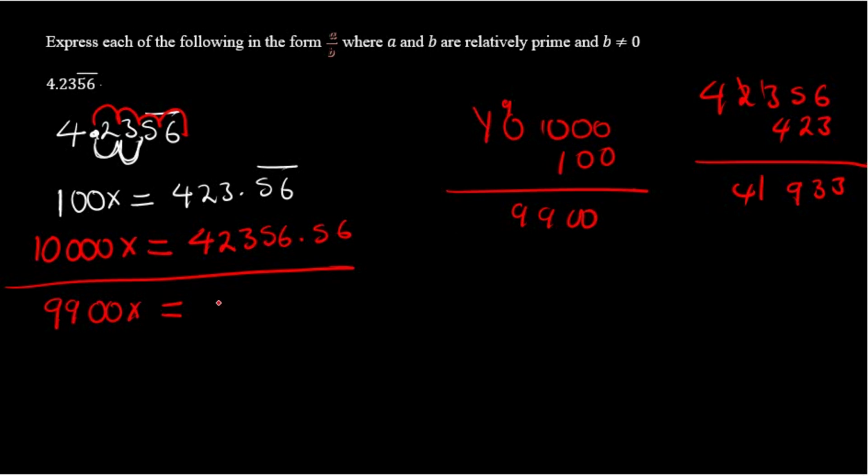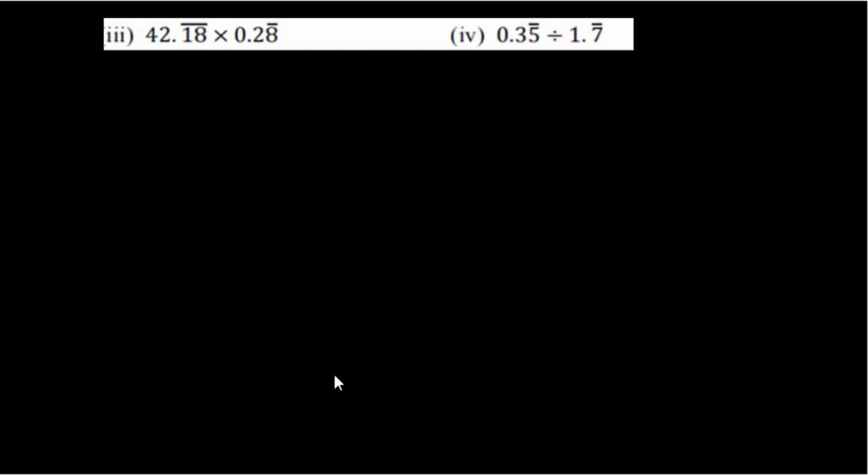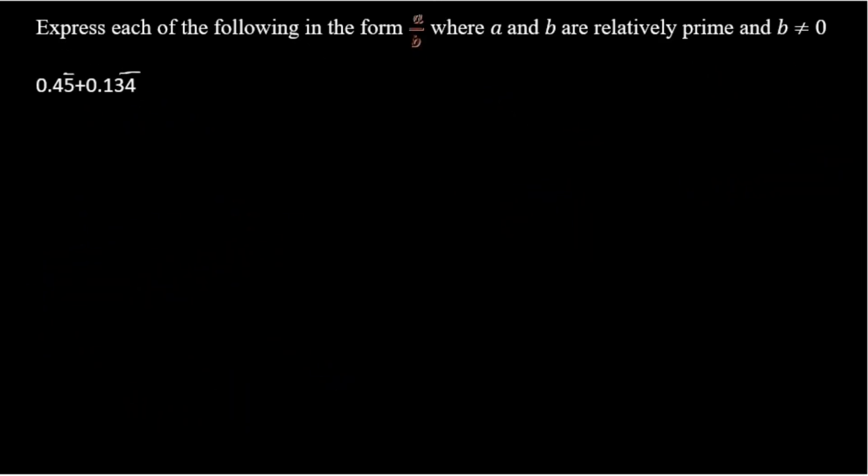So now, which is 41933. Then you divide. Do we have any number that can enter into both? We don't have any number that can enter into both. So you just leave it like that. Let's go to the second one.